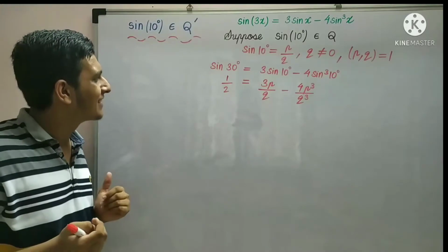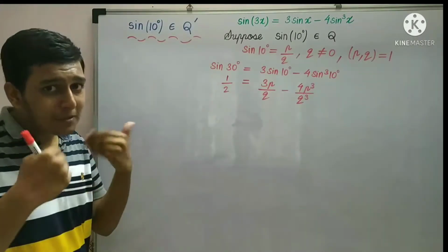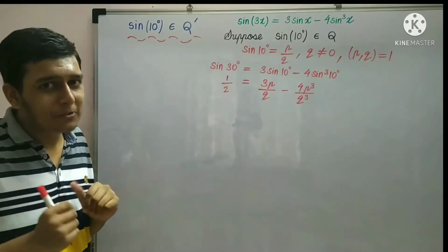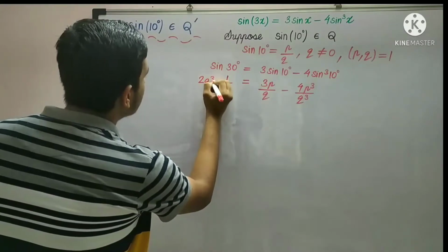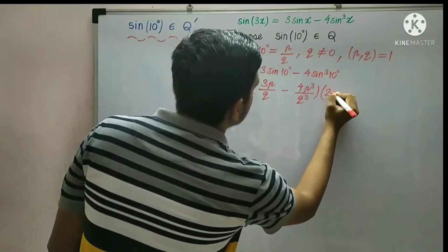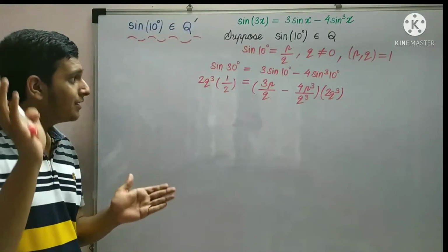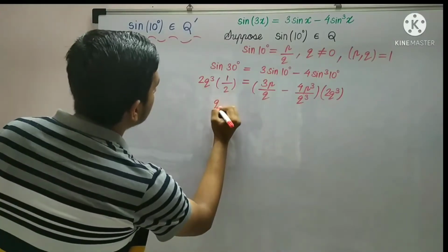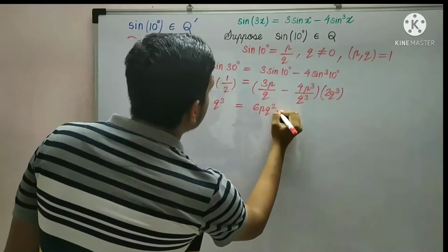But no luck in this case, and it seems like we need to bring into play divisibility to achieve our goal. To do that, let me multiply both the sides of this equation by 2q cubed. On expanding, this is what we get. Q cubed is equal to 6pq squared minus 8p cubed.